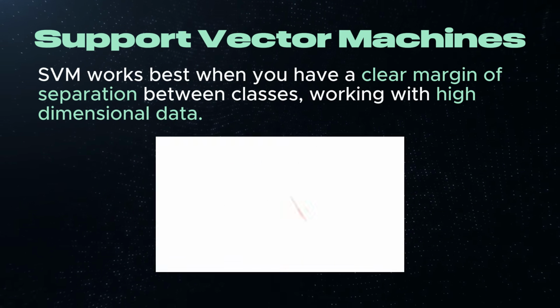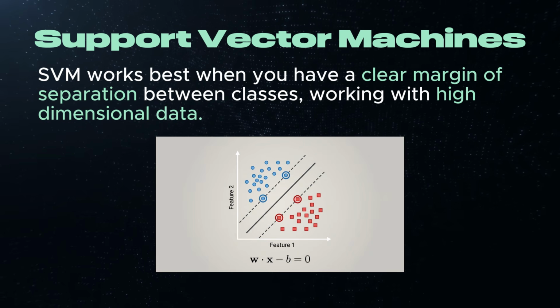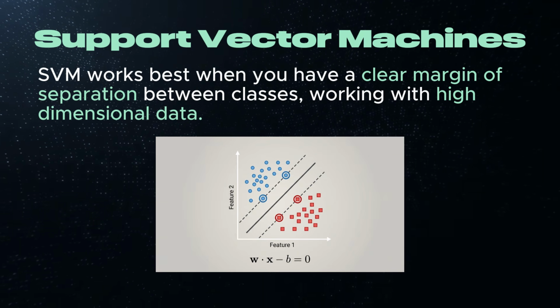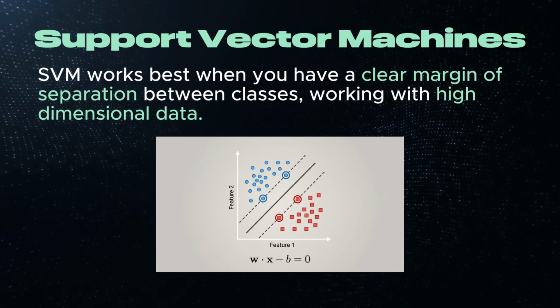That's badass. Support vector machines works best when you have a clear margin of separation between classes and when working with high-dimensional data, such as text classification or image recognition.